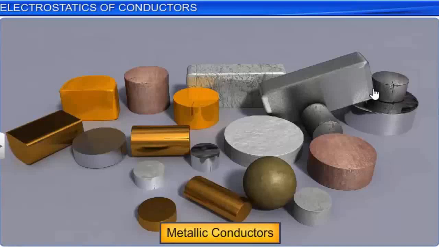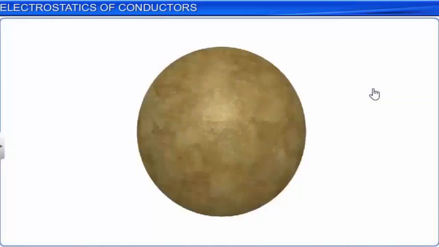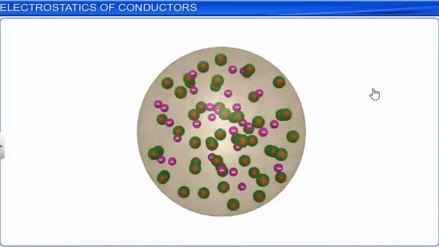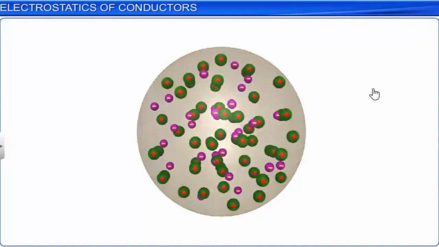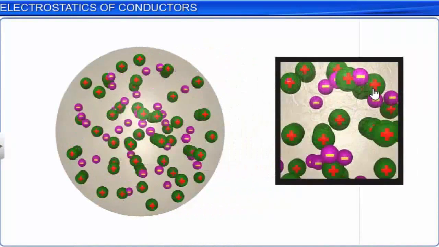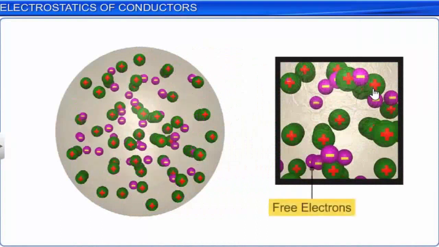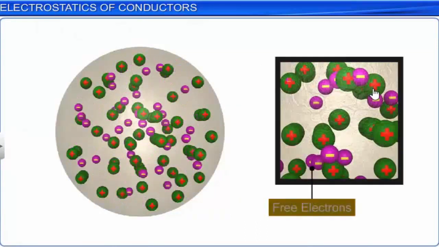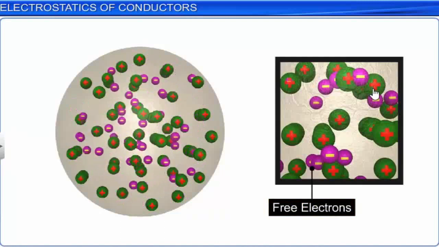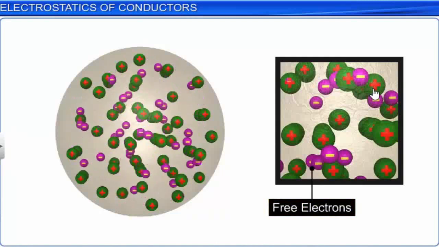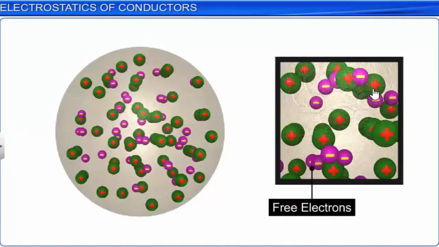In metallic conductors, the valence electrons are free to move about the metal without leaving the metal. These electrons are referred to as free electrons. The conductor is said to be in electrostatic equilibrium when there is no net motion of the charges in it.